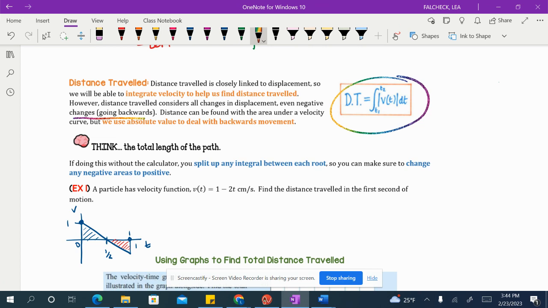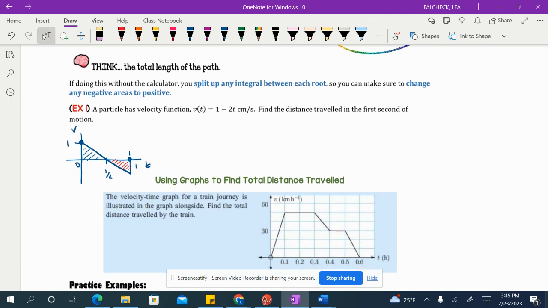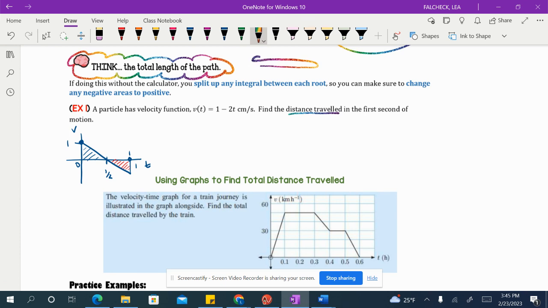So we are going to still split up the integral between each root, but then we're going to change any negative areas to positive by just subtracting the negative areas. That helps us move away from doing absolute value by hand. So let's look at example number 1. A particle has a velocity function v of t equals 1 minus 2t centimeters per second. Find the distance traveled. So we're thinking the total length of the path, in the positive or the negative direction, in the first second of motion.